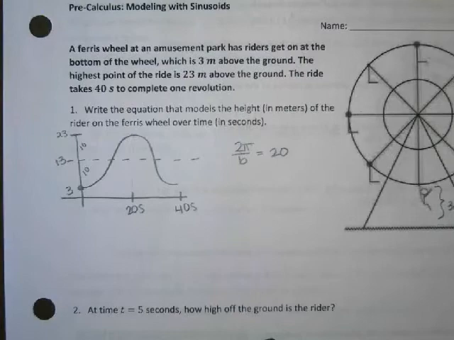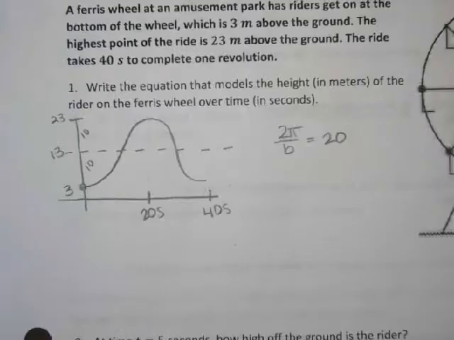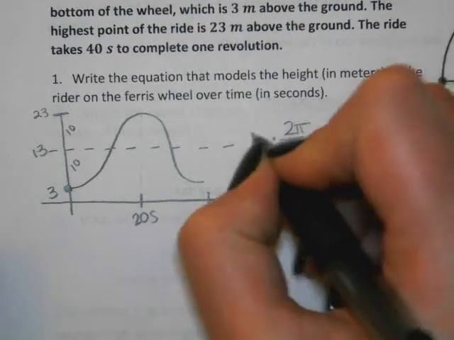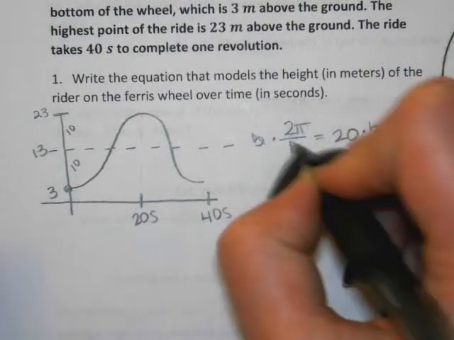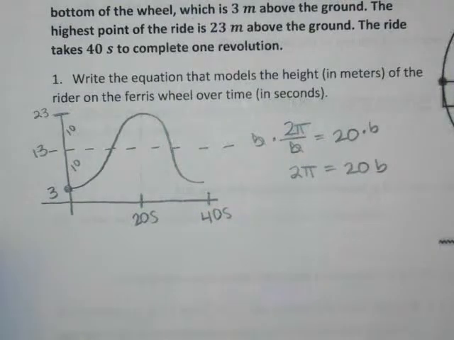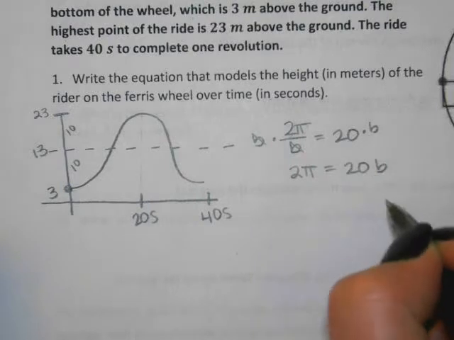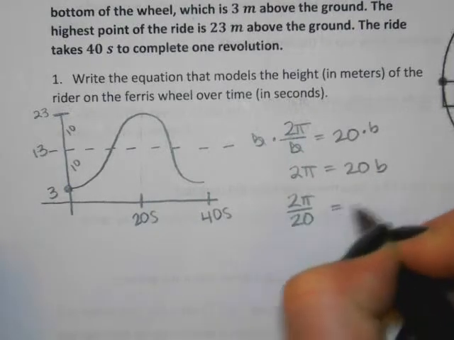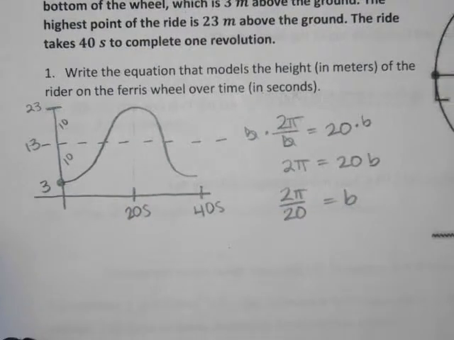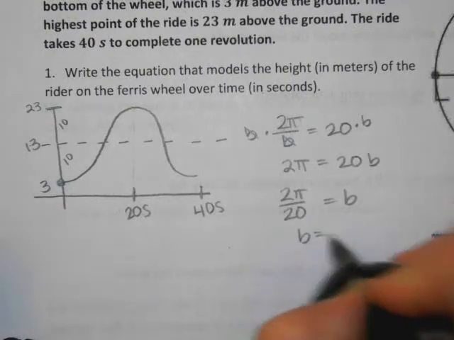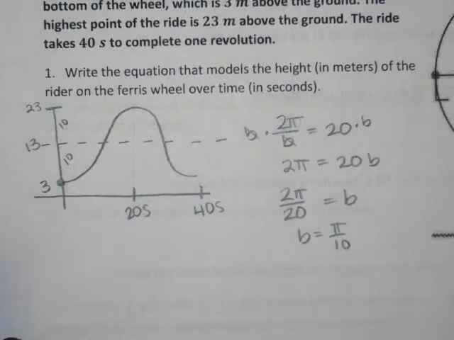And how can we solve for b? I'm going to multiply the b to each side. 2 pi equals 20b. And then divide by 20. 2 pi divided by 20 equals b. And so what does b equal? Pi over 10. Yeah. Okay.